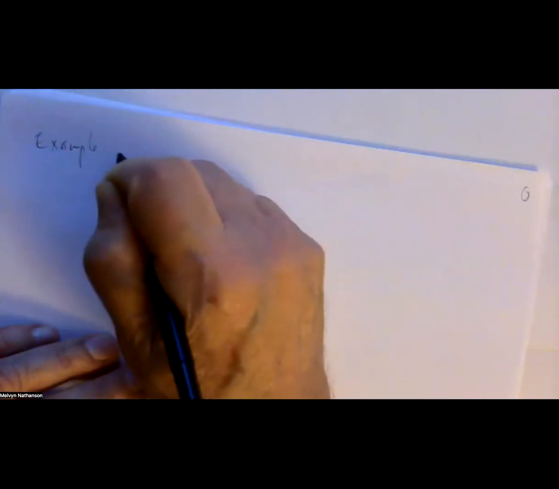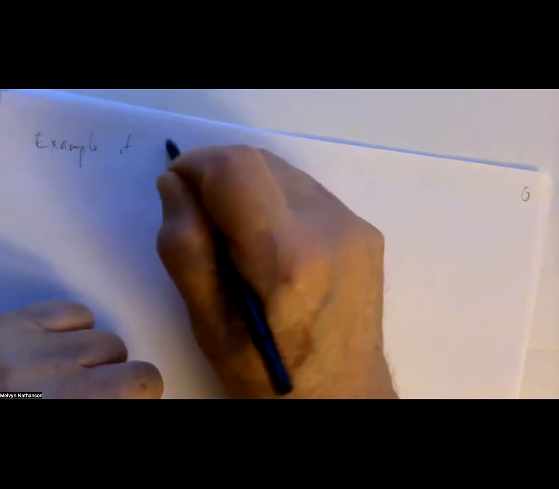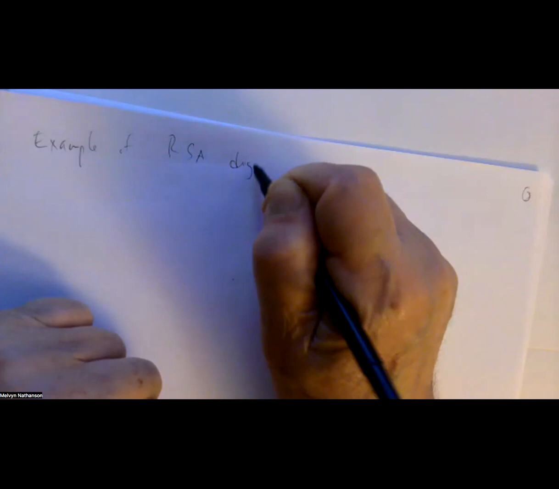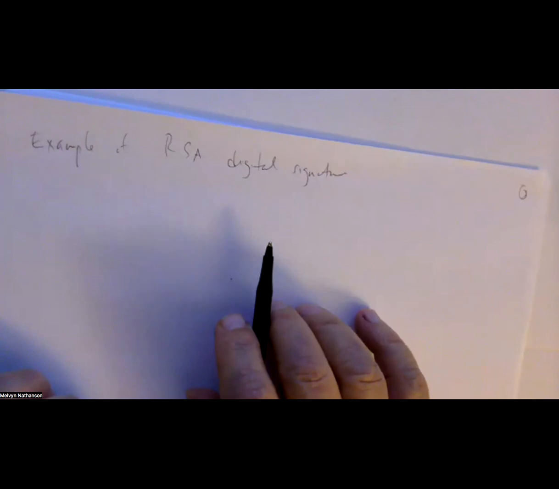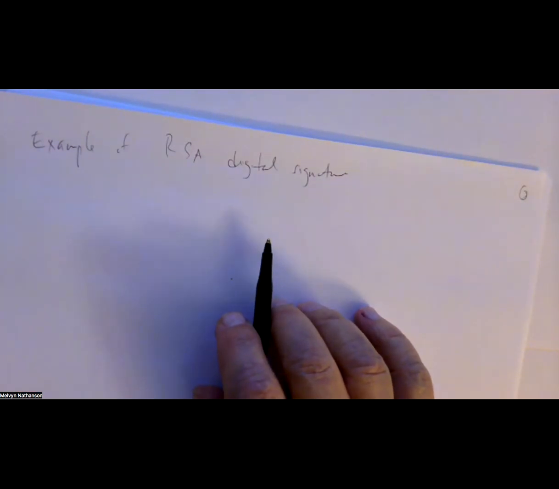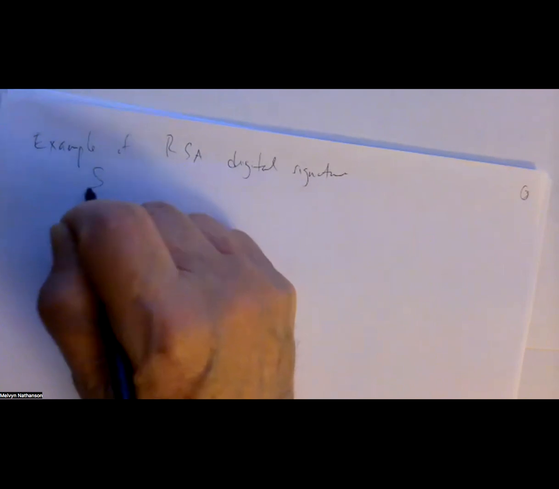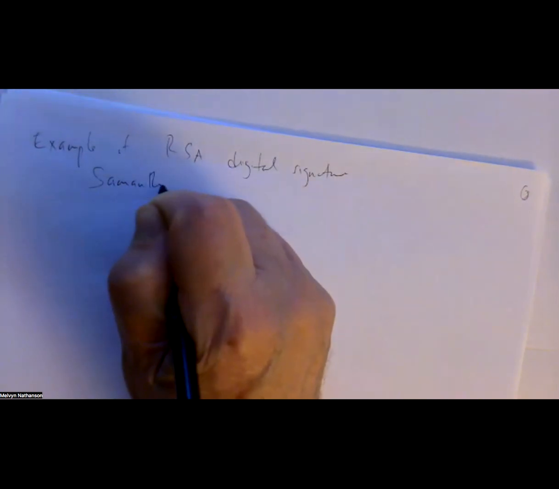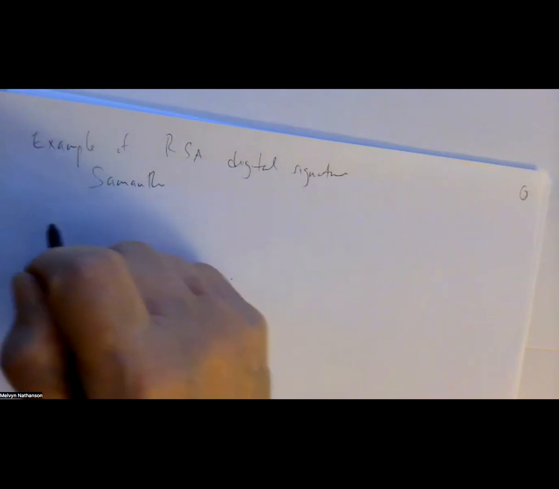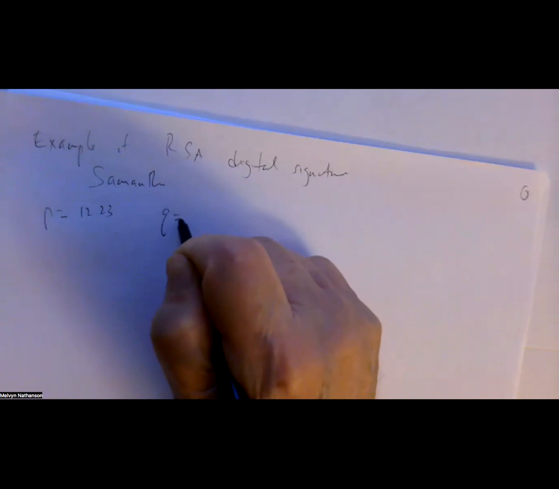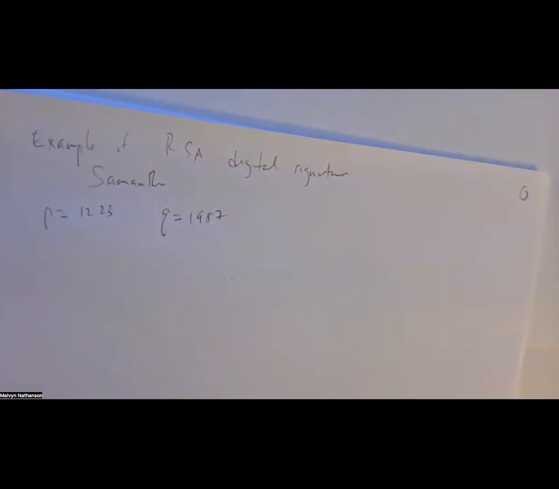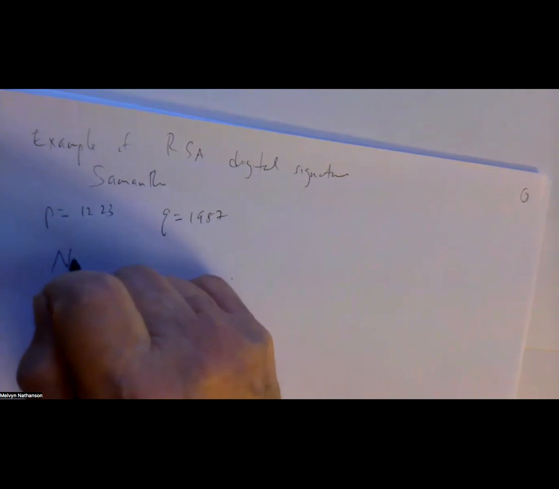So this is an example of the RSA digital signature. We have Samantha, who chooses two secret primes. Say one is 1223 and the other is 1987. And then she multiplies them together.